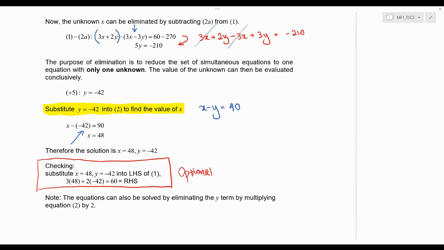So the checking is simple. All you've got to do is to substitute the solved values. We have solved our x to be 48, our y to be negative 42. We put it back inside the equation, and then you verify that the left and the right-hand side are the same.